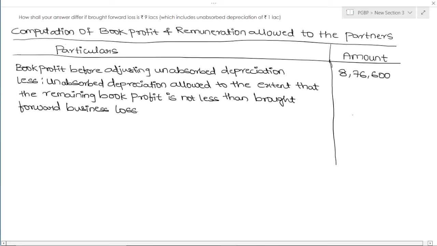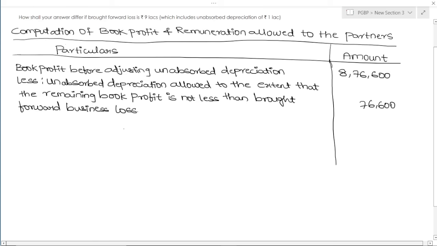So from 8,76,600, reverse calculation I am doing, minus 8 lakhs, I will get unabsorbed depreciation of 76,600, because anyhow my book profit cannot go below brought forward business loss of 8 lakhs, and if I deduct 1 lakh it is going below that. So that's why I will allow only 76,600, right, as unabsorbed depreciation. Now let's see what happens.